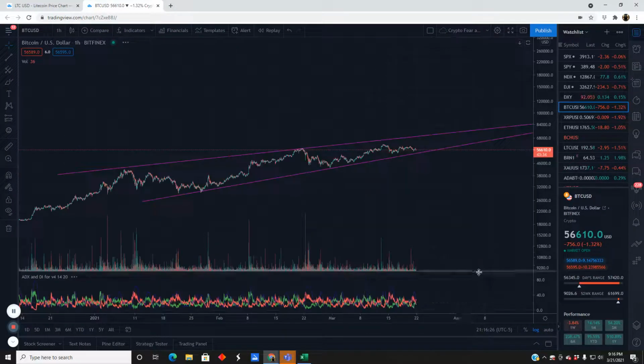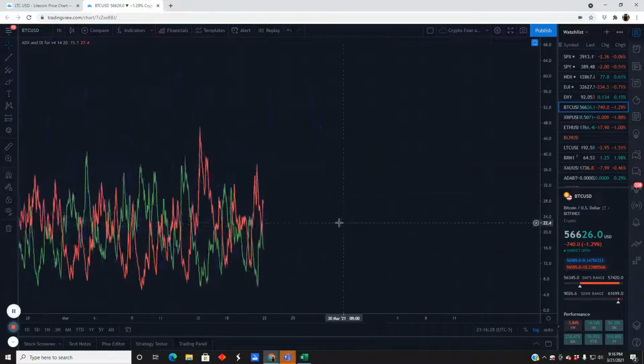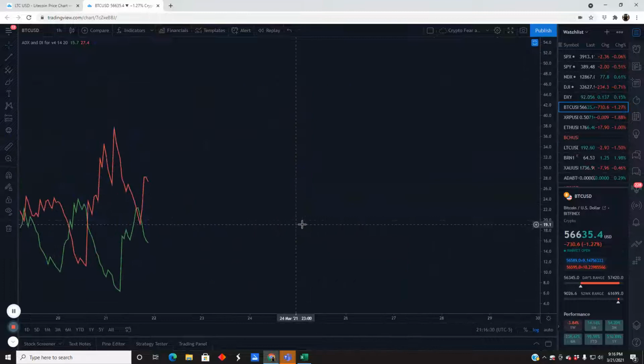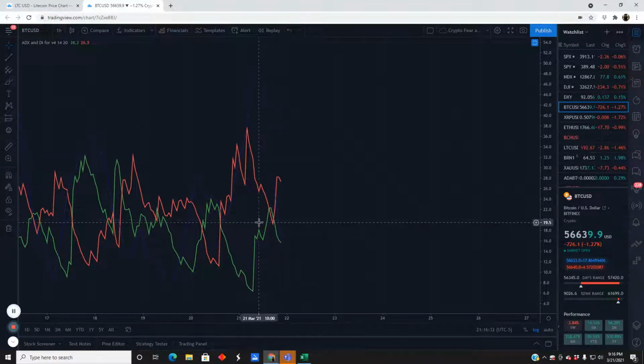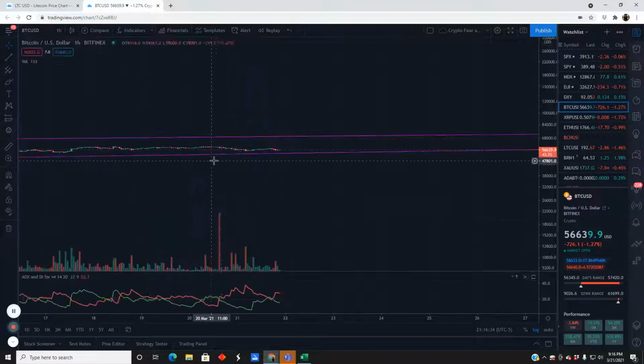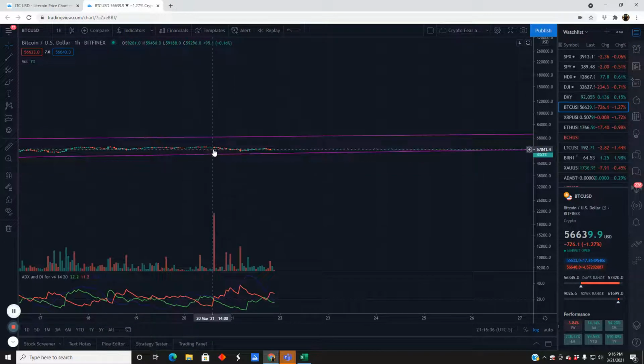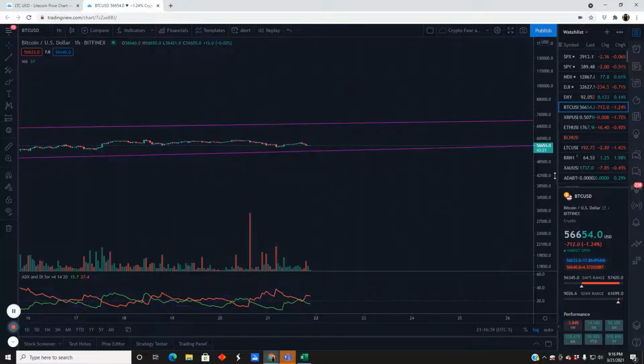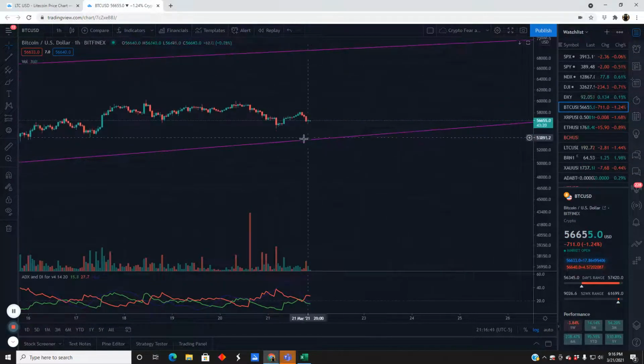You can even do this on the hourly as well. See, we had this cross here, had a cross here, and then price started falling. Yeah, so we had that cross, and then price just continued to drag down. But momentum's pretty low. It picked up here for a while, and then it curved back down. So we might go sideways here for a little bit.